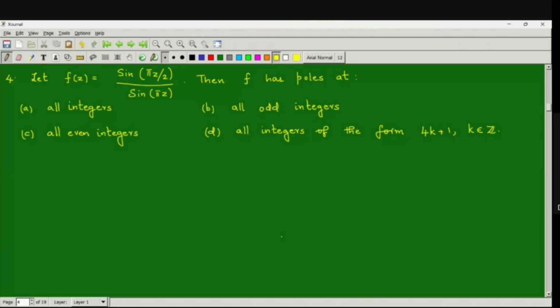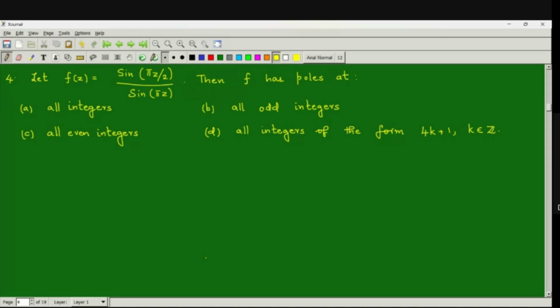It will be a pole when sin(πz) is actually 0, right? We need only to consider whenever sin(πz) is 0. But it doesn't say that whenever sin(πz) is 0, then it is a pole, because sin(πz/2) may also give you 0 and it may lead to a removable singularity. Understood?